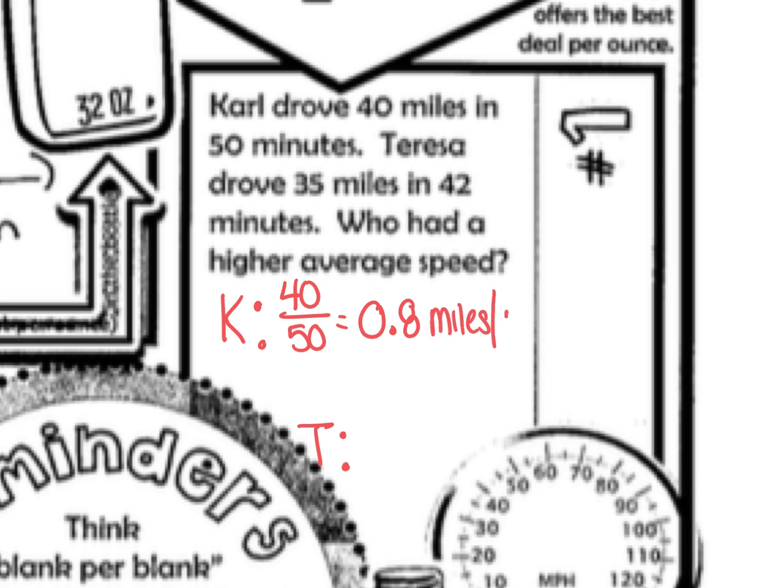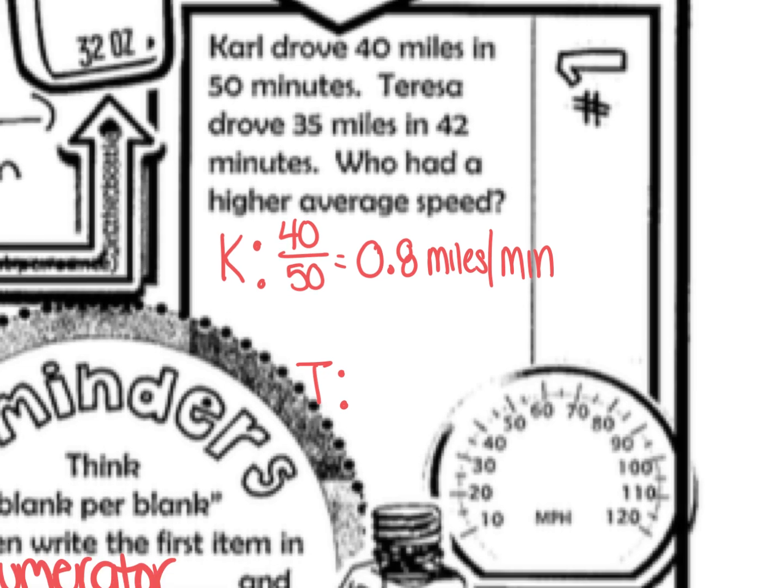0.8 miles, and then I can put the slash per minute. So 8/10 of a mile per minute. All right, what about Teresa? What's Teresa's setup going to be? 1.2. What's the setup? You do 42 over 35. Miles over minutes. Yep, 35 over 42, 0.83 miles per minute.